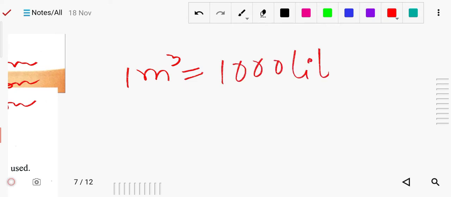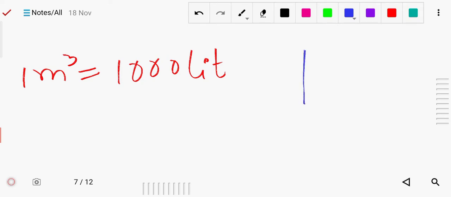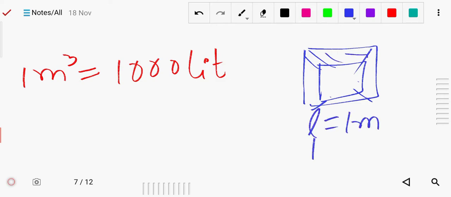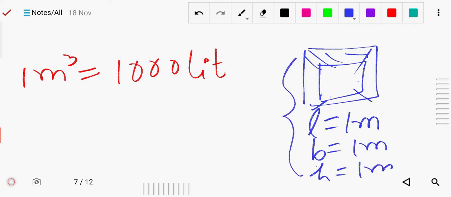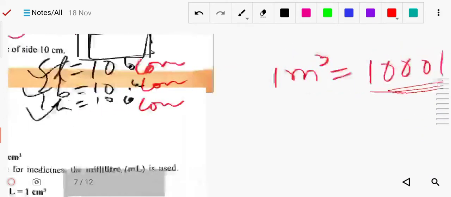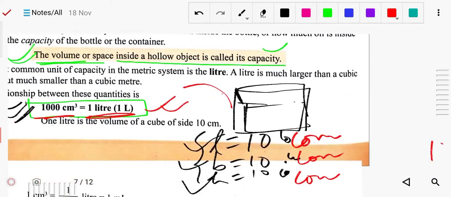It means that you have a container whose length is 1 meter, breadth is also 1 meter, and height is also 1 meter. How much liter can this type of container hold? Its capacity will be 1000 liter. A container whose dimensions are 10 centimeter, 10 centimeter, and 10 centimeter can hold only 1 liter. Got it? You can understand the relation.